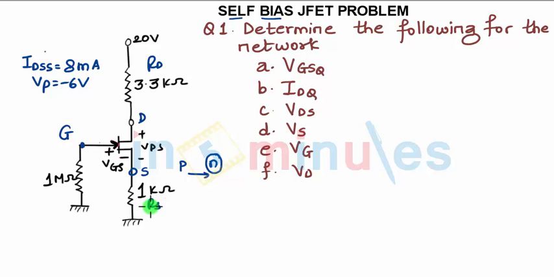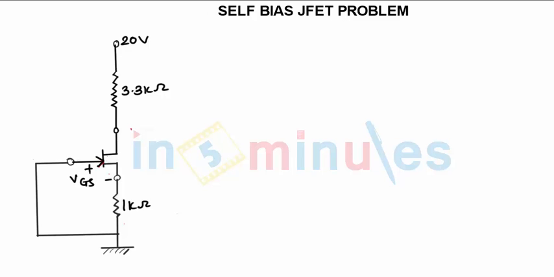Now the question is to find VGSQ, IDQ, VDS, VS, VG and VD, similar to the problem we have solved for fixed bias. For the DC analysis, we remove the capacitance and the AC sources. There is no capacitance in the circuit, and again, there is no AC source in the circuit diagram. So we start with the DC analysis. This is the circuit for DC analysis. What are we removing from the circuit?